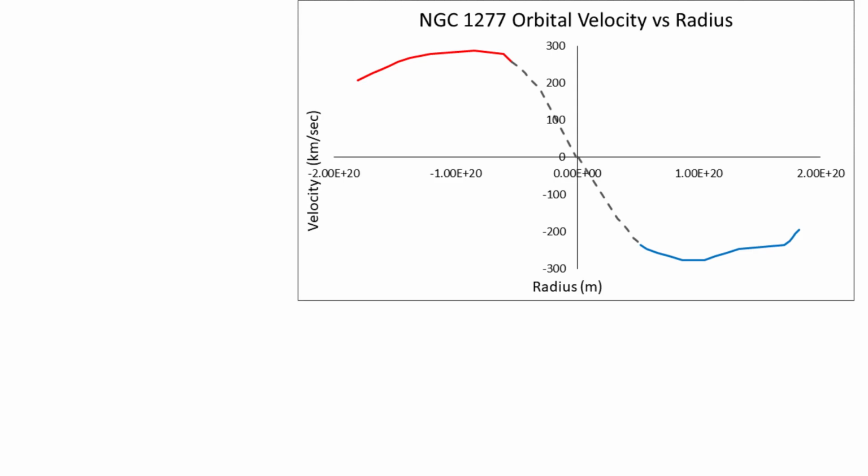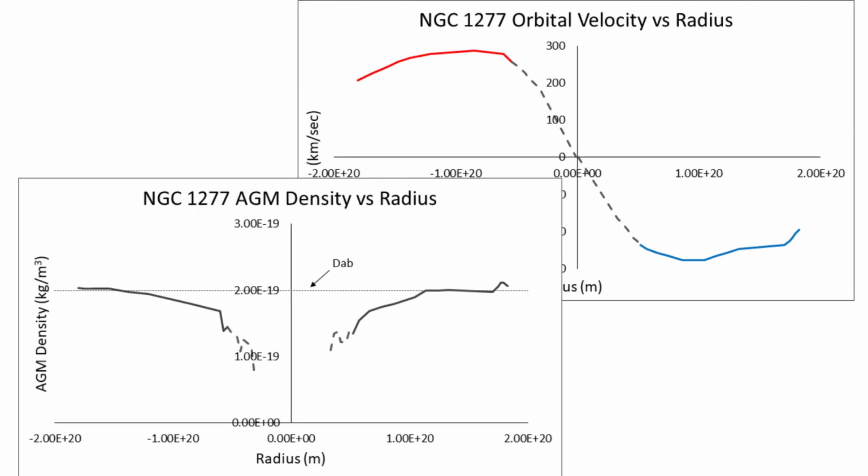So this is the velocity data, and I've taken this data from a couple of the diagrams in that paper. You can see that on the left, objects are moving away from us. On the right, objects are moving towards us, and the central region is the area that we have to discard. And if we interpret that and try to calculate the anti-gravity matter density profile, we end up with this.